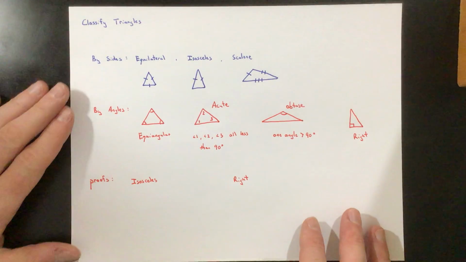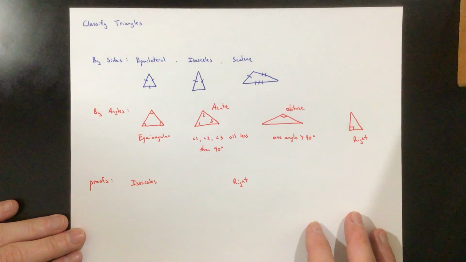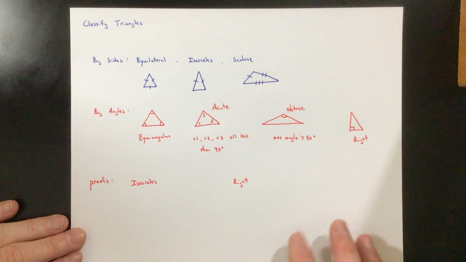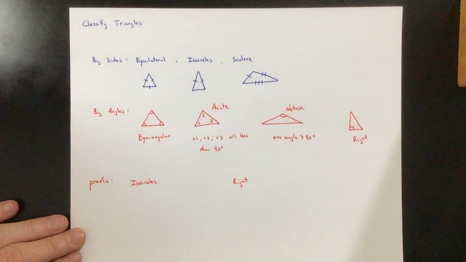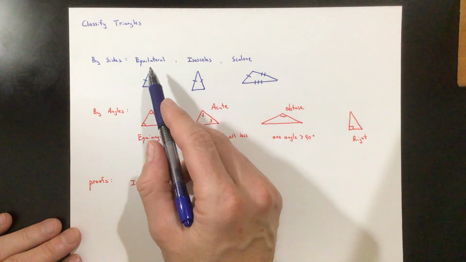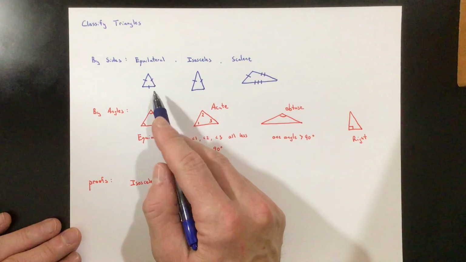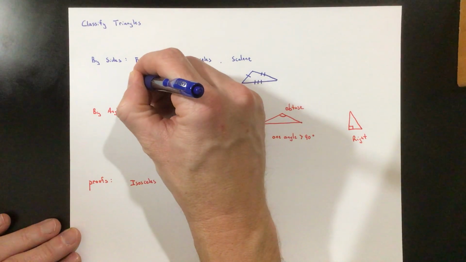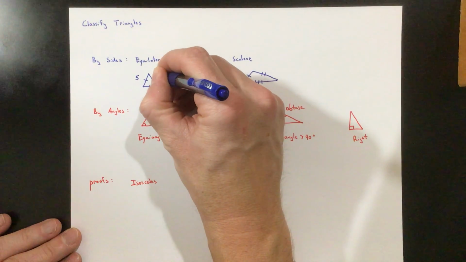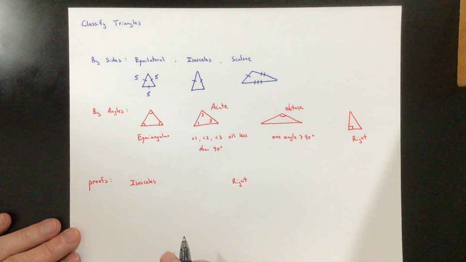All right, this section is all about classifying triangles, and we're going to classify triangles by using either their sides or their angles. If you want to classify a triangle by its sides, we have equilateral triangles. They would be labeled like this because all their sides are the same, right? All sides might be 5. If all the sides are 5, we would know they were equilateral.